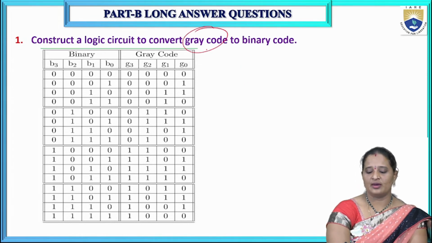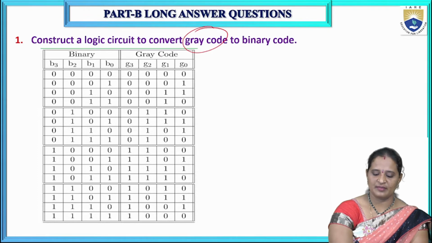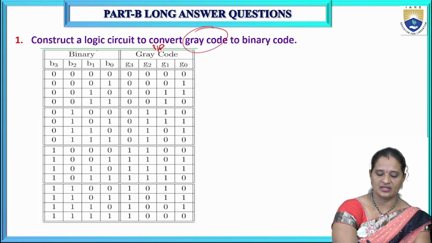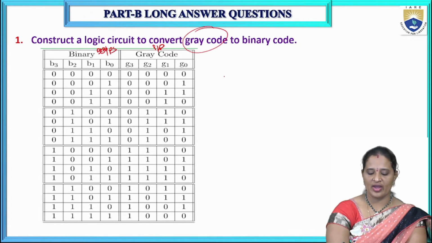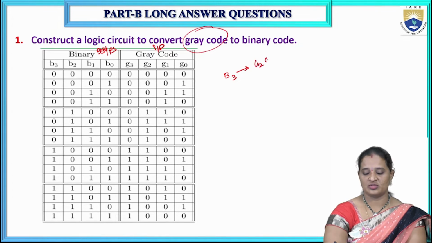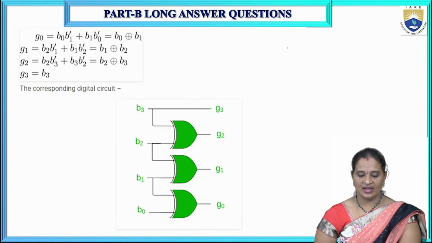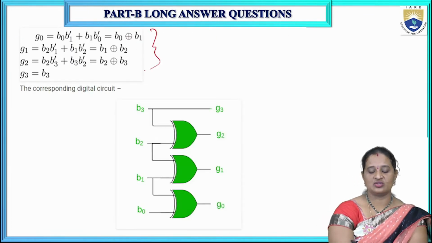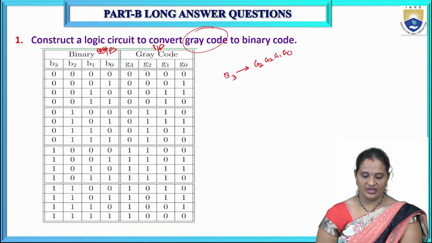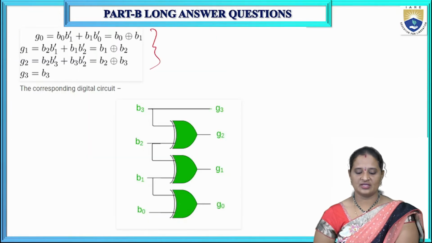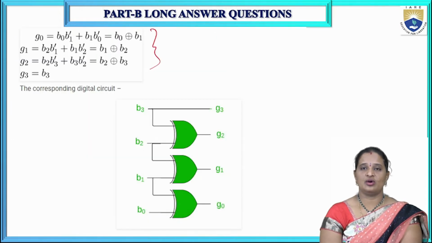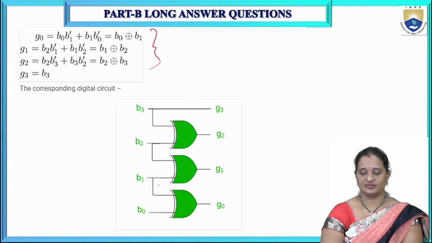We are doing gray code to binary conversion. So that means these are considered to be inputs and these are considered as outputs. Now I want to get all the outputs, that is B3, B2, B1, in terms of G3, G2, G1, G0, right? So like that you get the Boolean functions. Then draw the logic circuit for all these Boolean functions.